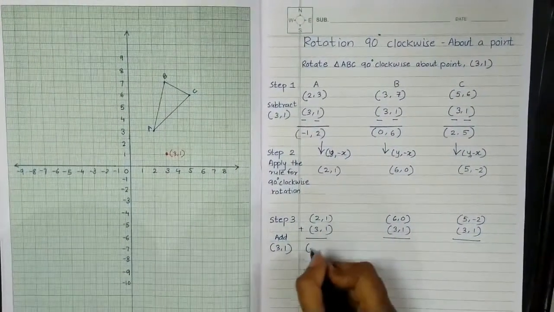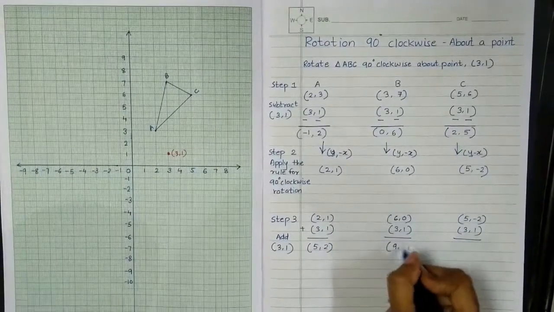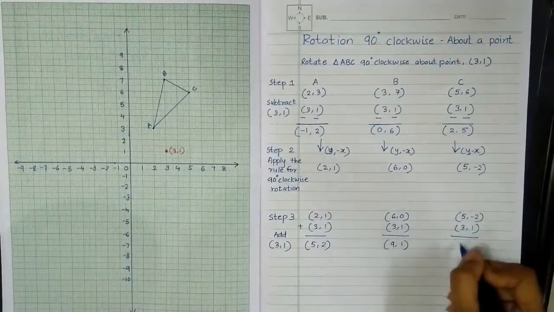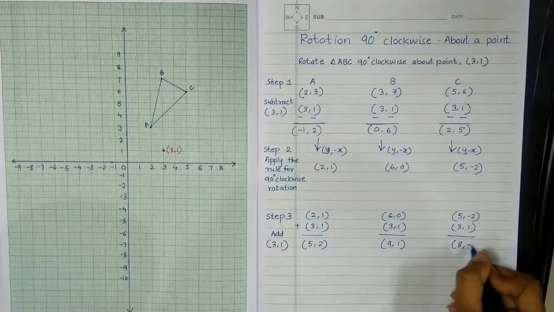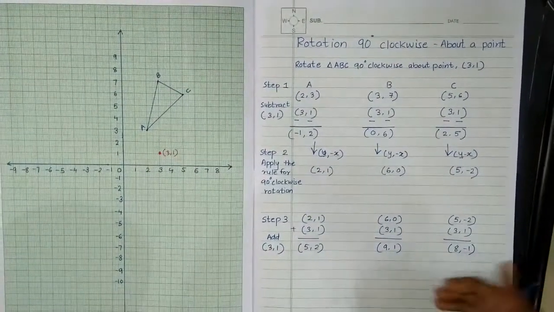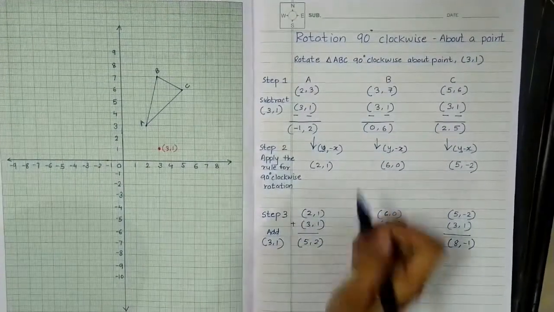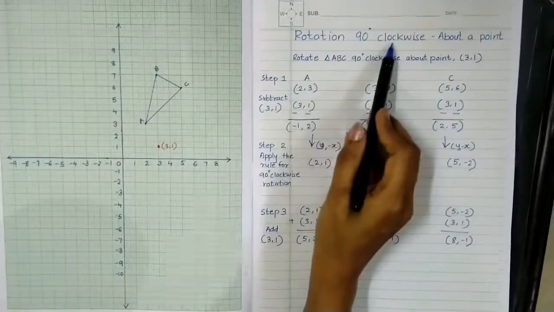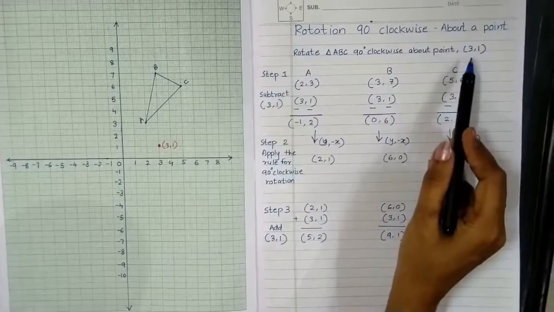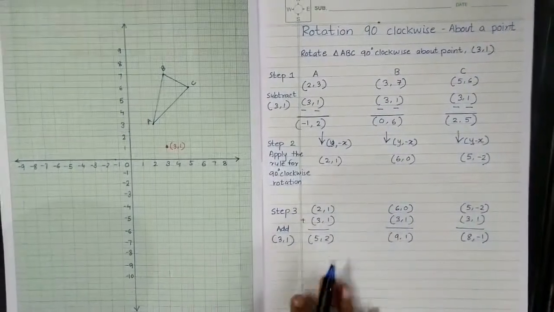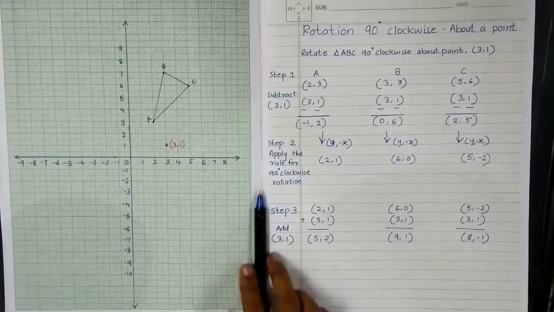I'll get my answer as (5, 2). Here I get the answer (9, 1). And here I get the answer (8, minus 1). So these are my 3 points which I will get after rotation 90° clockwise about a point (3, 1). Now I will plot these points here to make my rotated figure.